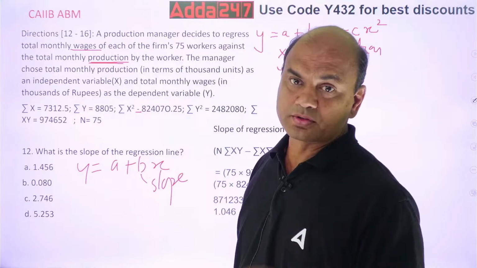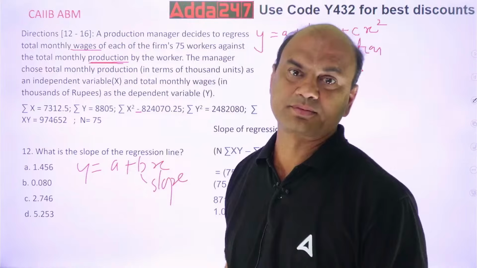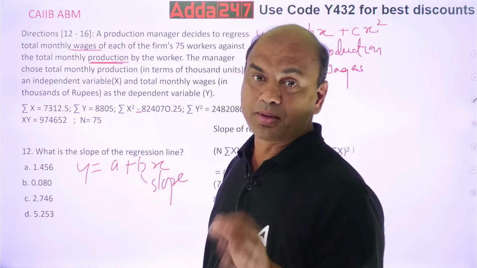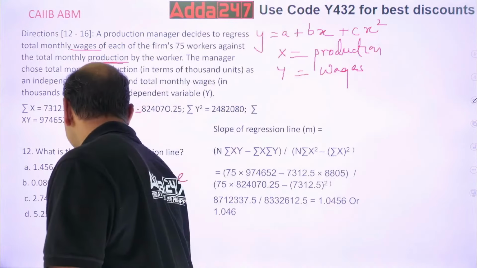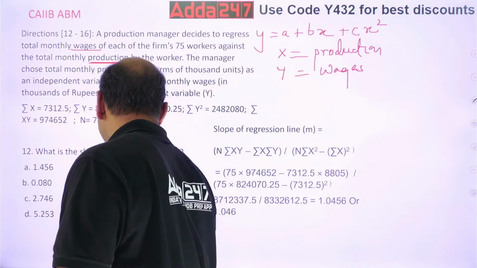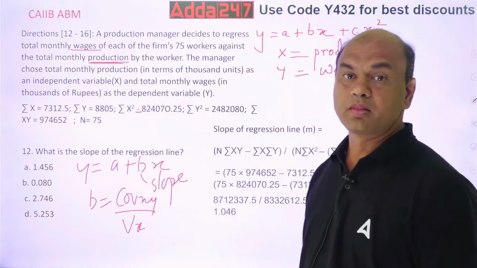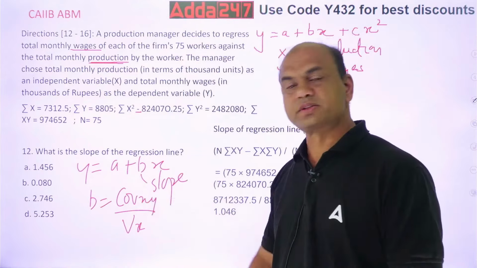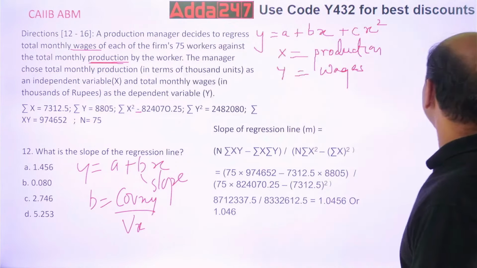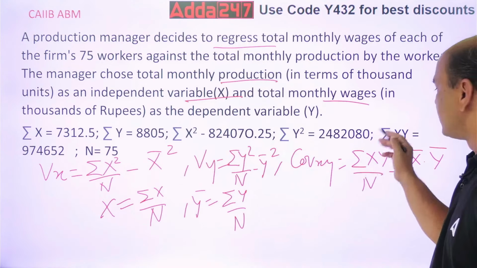Now, what is the formula for slope? For finding the slope, you'll first have to find the covariance, because you get the slope from covariance. What is the formula for b? b equals covariance of xy divided by variance of x. This is the formula for b. For this, you need to get the covariance first. How to get the covariance? That is given earlier. Look at this: covariance equals summation xy upon n minus x bar dot y bar. Get the values.